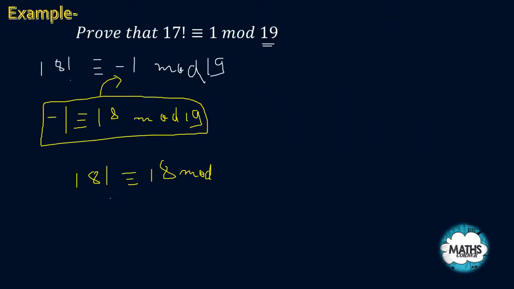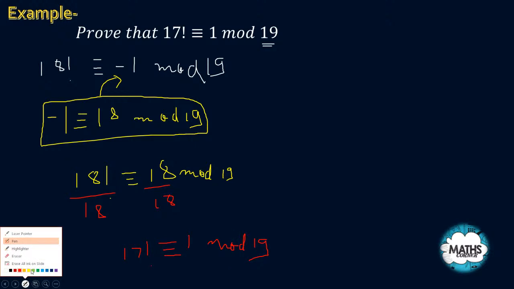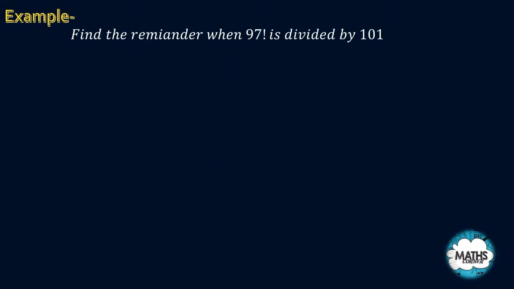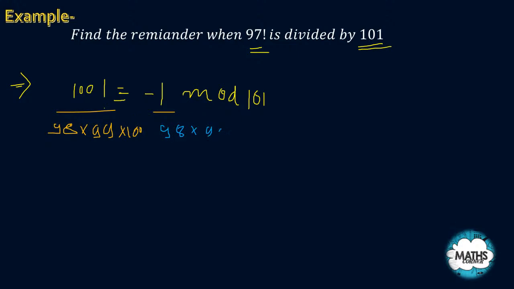Now here, 18 is a common factor, so we can cancel it out on 1 mod 19. So that gives 17 factorial. The next question asks me to find a remainder, so I have to do some statement that is 1. I just apply Wilson theorem here, 100 and 99 into 100. Okay. Now the next thing.